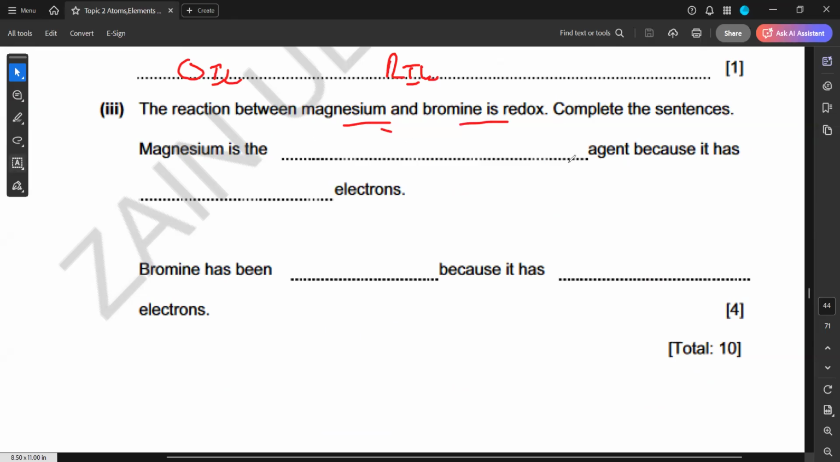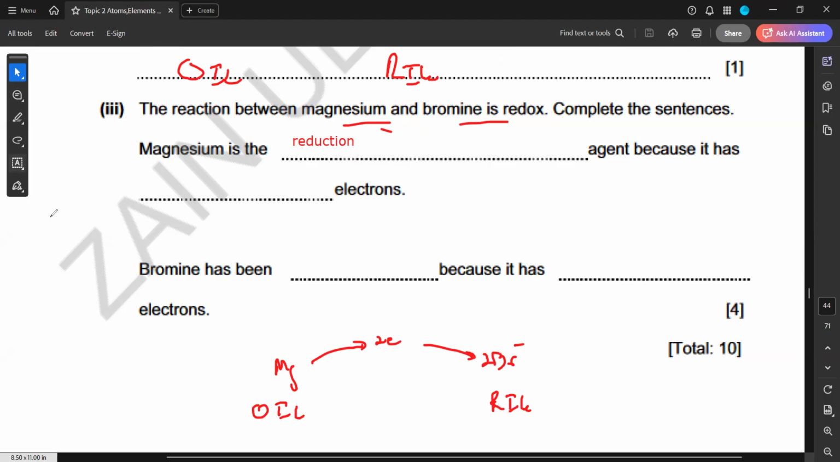Magnesium is a reducing agent. Look, in this case, the magnesium is losing 2 electrons and the bromine is gaining 1 electron. So we remember oxidation is a loss of electrons. And the reduction is a gain of electrons because the bromine is gaining electrons. The 2 bromide ions gain 2 electrons.